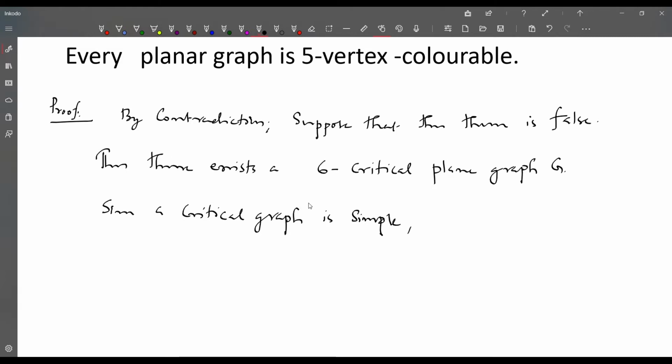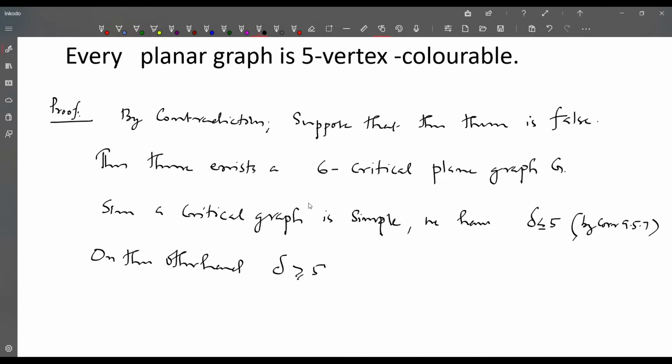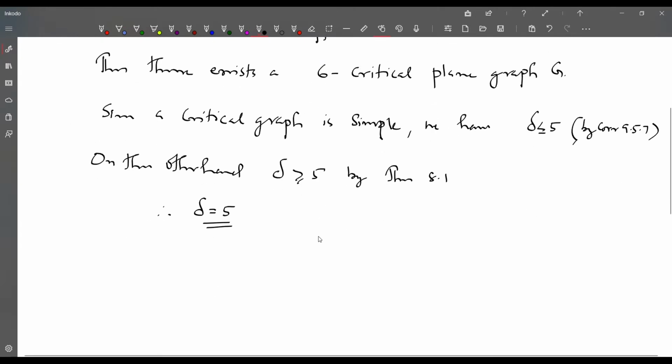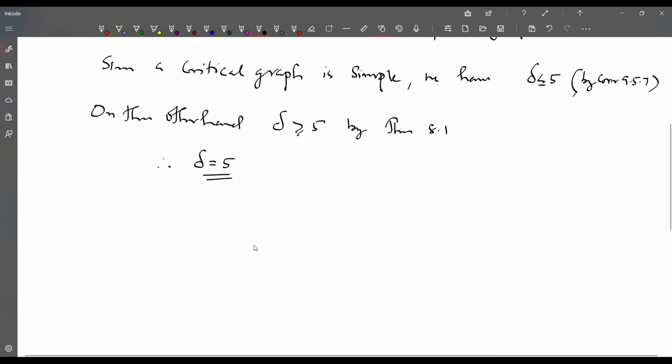We have delta less than or equal to 5. This is by corollary 9.5.7. On the other hand, delta is greater than or equal to 5 by theorem 8.1. Therefore, delta equal to 5. Let V be a vertex of degree 5 in G.